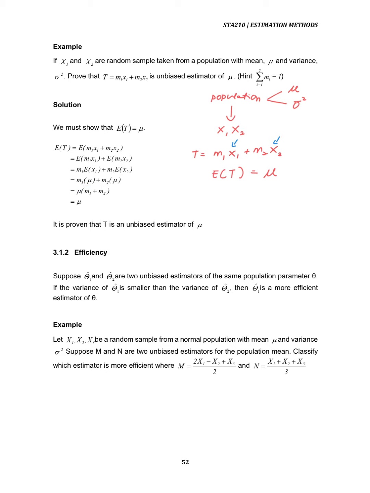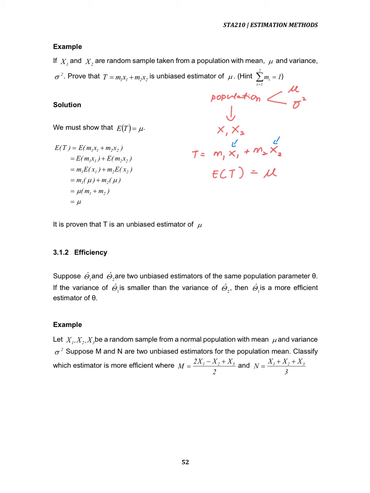Okay, so and then we factorize, so kita factorkan dia. So dia akan jadi mu darab dengan m1 plus m2. And then apa maklumat lain dia bagi kat sini? Hint dia kata summation of mi from 1 to 2 equals to 1. Okay, so sum of m1 plus m2 dia adalah sama dengan 1. So kita gantikan m1 plus m2 is 1. So finally kita pun dapatlah E(T) sama dengan mu. So it is proven that T is an unbiased estimator of mu.